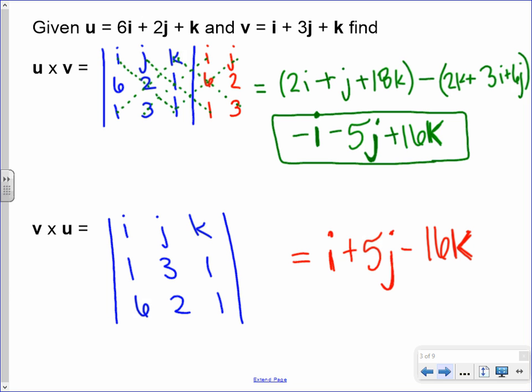Basically, when you do the calculations, these two switch, right? And what you got up here, these two switch. What do you notice about v cross u compared to u cross v?